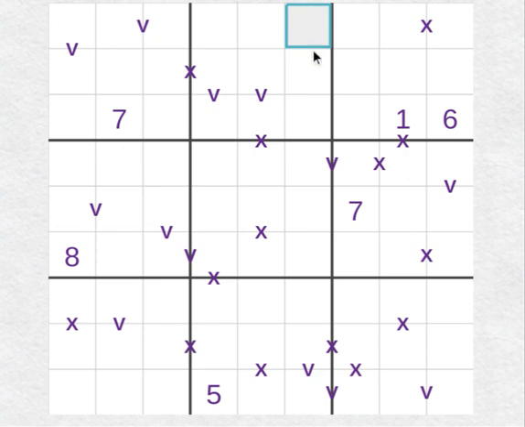Now let's begin. So we can already see that this is 9, this one is 1, this is 4, and that's all we're given. Alright, let's see. Right, so this has to be 2 or 3.